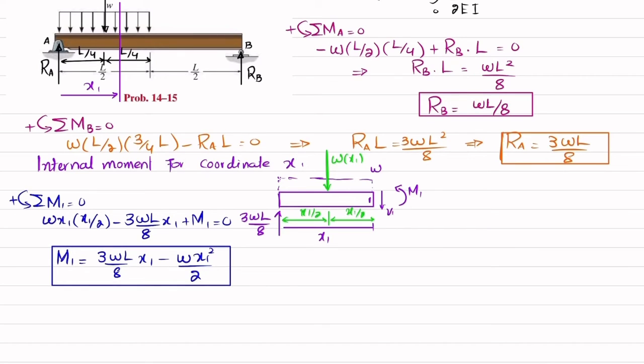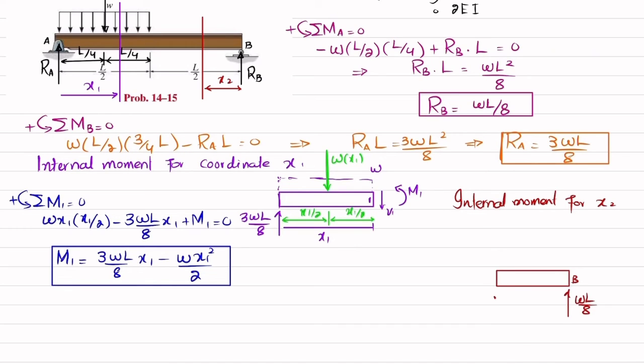Now what we will do is find the internal moment for coordinate x2. And what will be x2? If you cut the beam over here at any length within L by 2, let this be x2, and if we draw the free body diagram, it will be like this. You can see here this is point B, where RB is WL by 8. Clear? And this is the distance which was the x2 coordinate. Clear? So when you cut it, you will have a shear force V2.